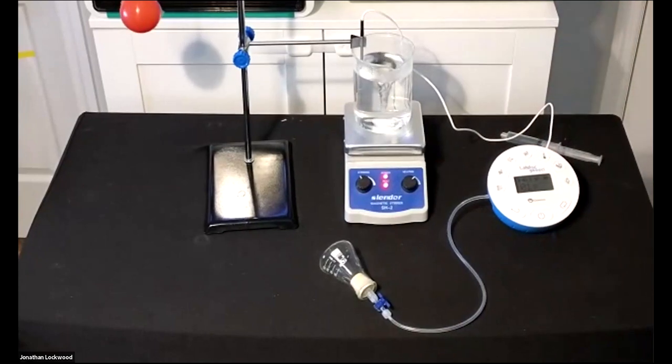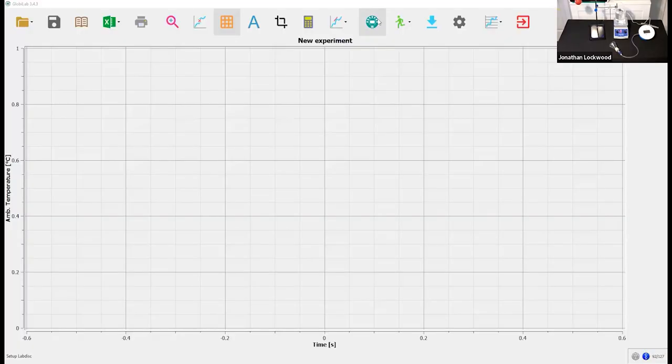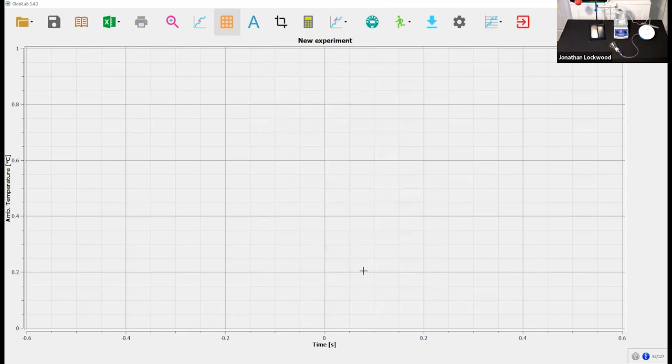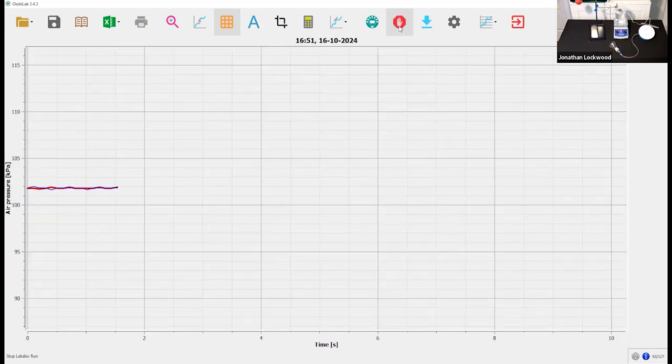And now I'm going to go share on GlobiLab. I'm going to set this up. So in GlobiLab here, I've got that Labdisc connected again. Rather than measuring distance, I'm going to be measuring air pressure. And I'm also going to measure external temperature just so I can see the temperature of the water that I'm going to place that Erlenmeyer flask into. I'm going to take and run this here.